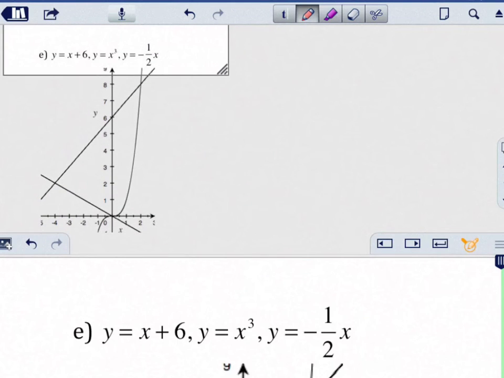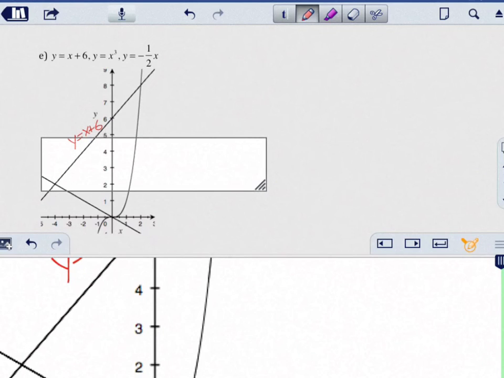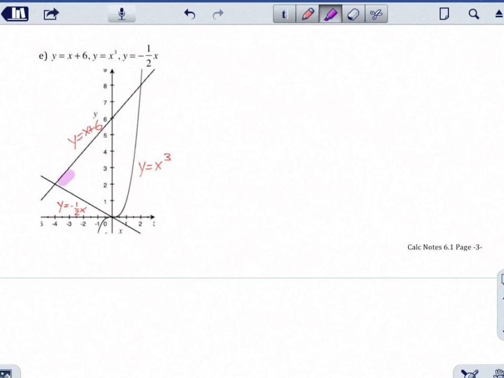In our next example, we actually have three functions here: y equals x plus 6, y equals x cubed, and y equals negative 1/2 x. Okay, so we'll just identify all of these here. Here is y equals x plus 6. The curved one is y equals x cubed. And this one is y equals negative 1/2 x. Then our area is going to be right in here.